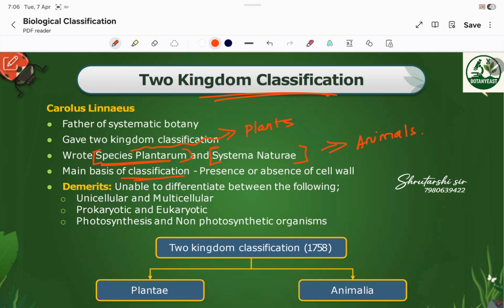And the main basis of classification was the presence or absence of cell wall. Obviously, Carolus Linnaeus focused on only one thing. If there was a cell wall, the organisms which have a cell wall were kept in plants, and the organisms which lacked a cell wall were kept in animals. Okay.